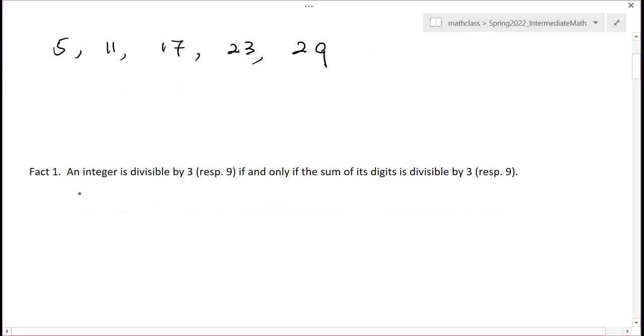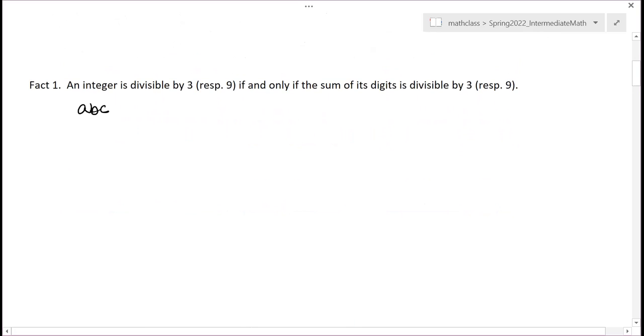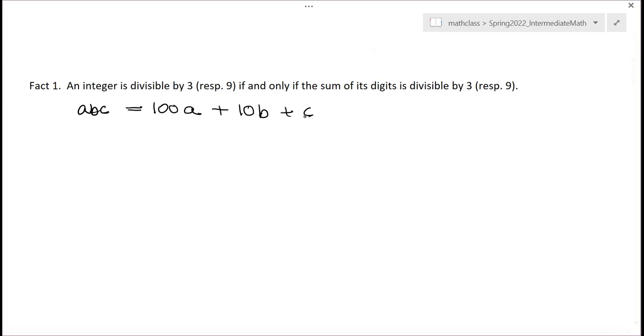Suppose I have a 3-digit number, A, B, C. It's easy to check. A, B, C are digits. Then you can separate them: A is the hundreds digit, so it's 100 times A. B is the tens digit, so it's 10 times B, and C is just the units digit, right? We want to prove that this 3-digit number is divisible by 3 if and only if the sum of the 3 digits is divisible by 3.